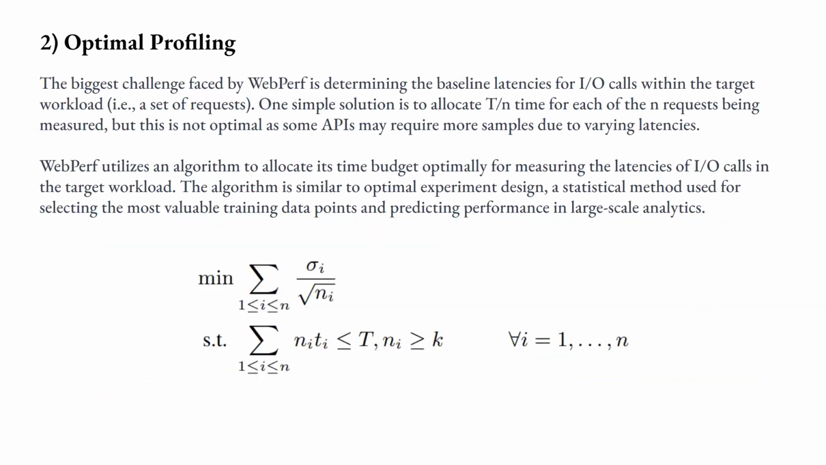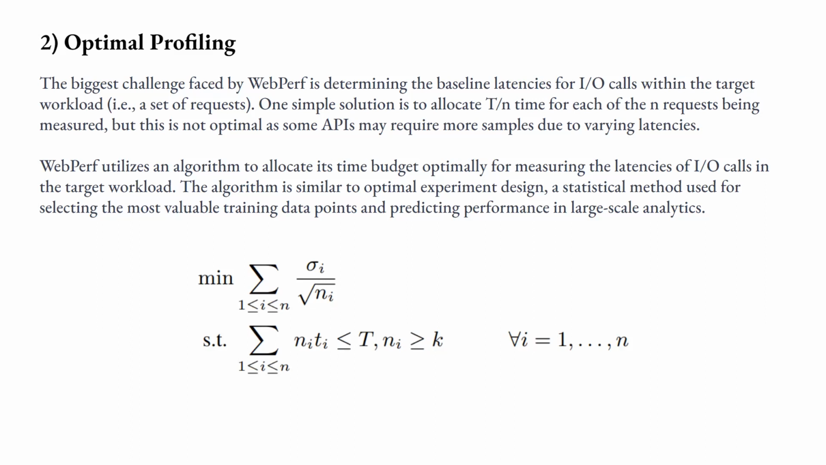Now coming to optimal profiling, the biggest challenge faced by WebPerf is determining the baseline latencies for input-output calls within the target workload. One simple solution is to allocate equal time for each request, but this is not optimal as some APIs may require more sampling due to varying latencies. To address this challenge, WebPerf uses an algorithm to allocate its time budget optimally for measuring the latencies of the input and output calls in the target workload.